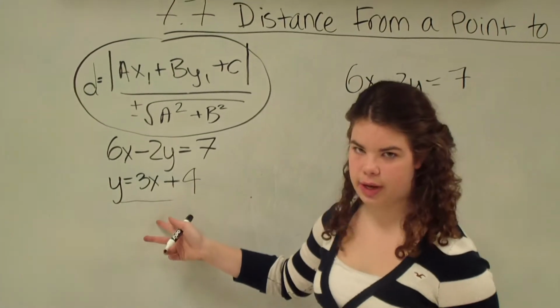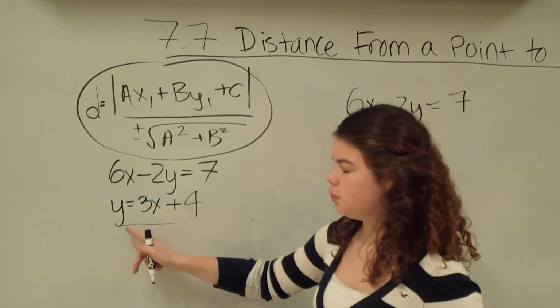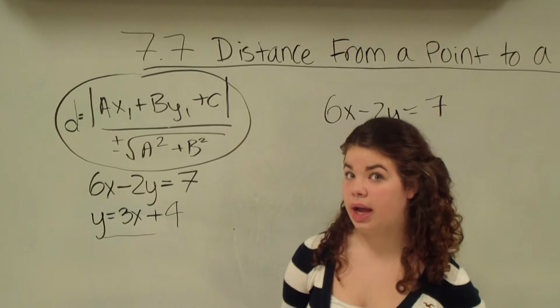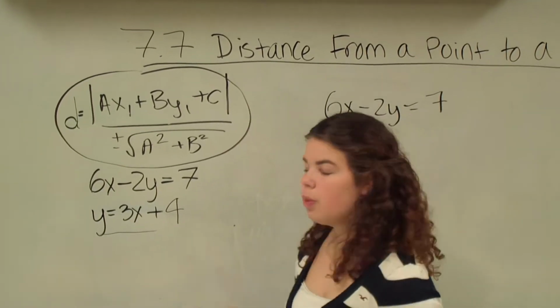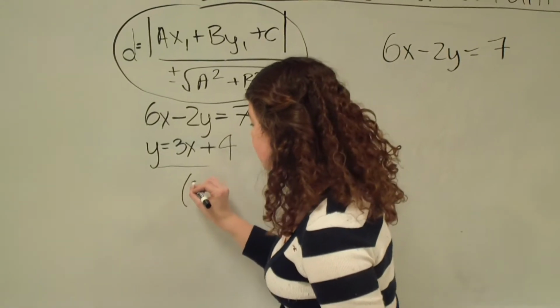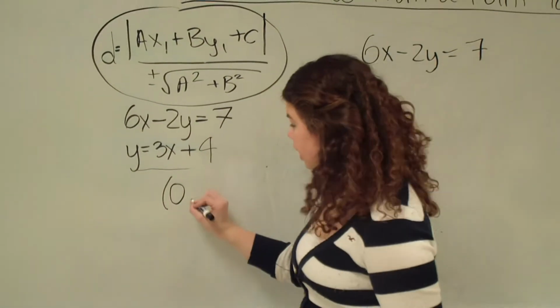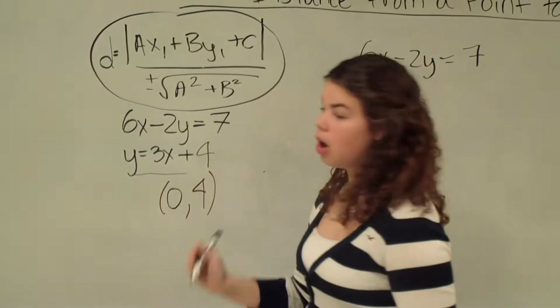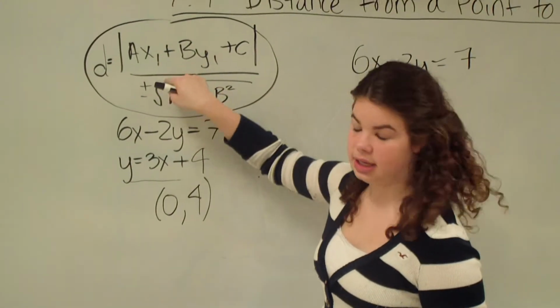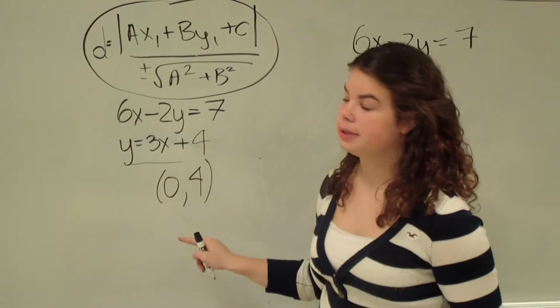If we look at this equation, we notice that it's in y equals mx plus b form, and we know that b is a y-intercept. What you can interpret from a y-intercept is that at x equals 0, y equals 4. And already you have a point. So we're not going to use this equation to plug in here. We're going to use this point.